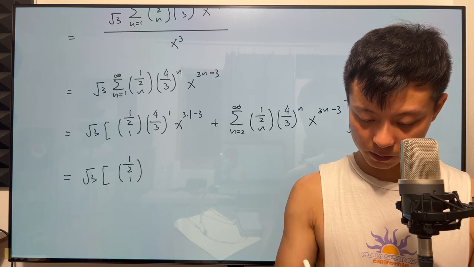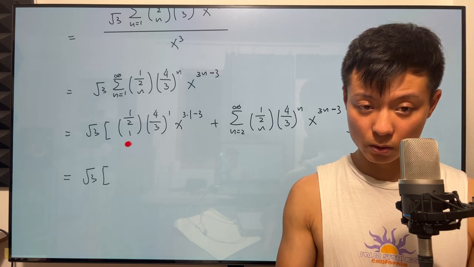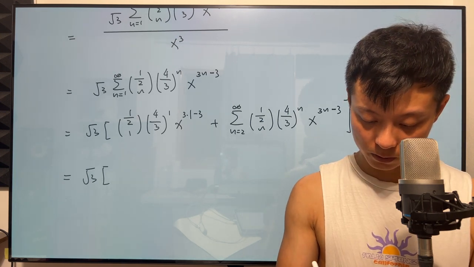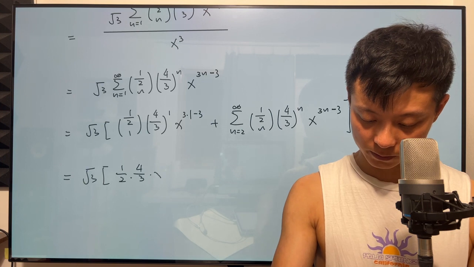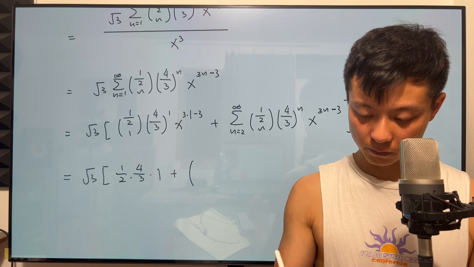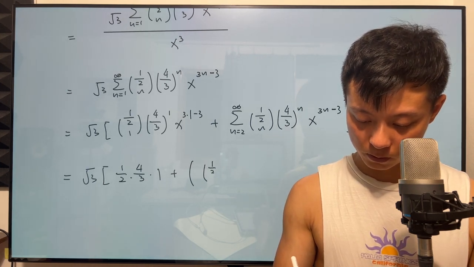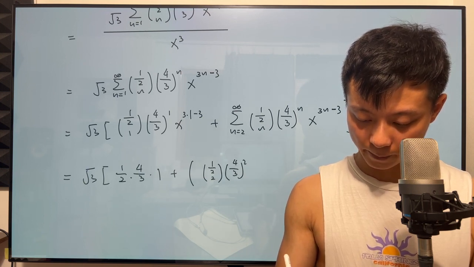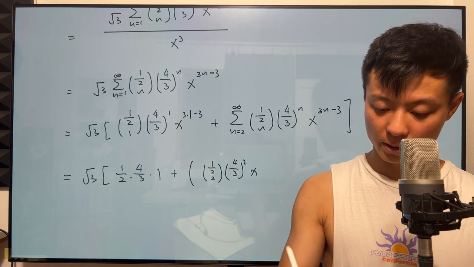So we can actually calculate this. This is 1 over 2, 1. That is by definition 1 over 2, right? And then there's 4 over 3. And then x raised to the power 0, which is 1. And then plus, in the summation, for example, the first term is going to be 1 over 2, 2, and then 4 over 3, 2, x raised to the power 3 times 2 minus 3. That is 6 minus 3, x cubed.